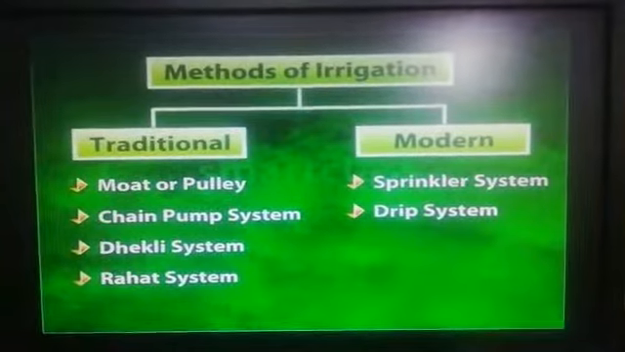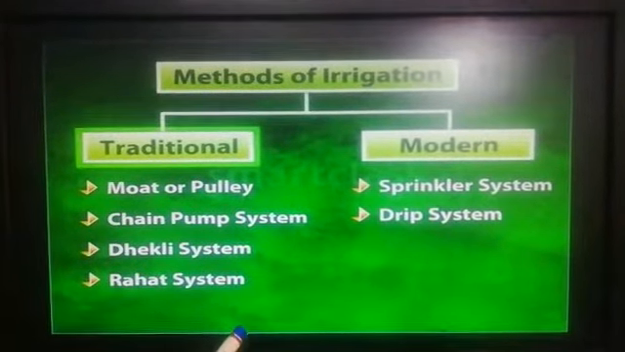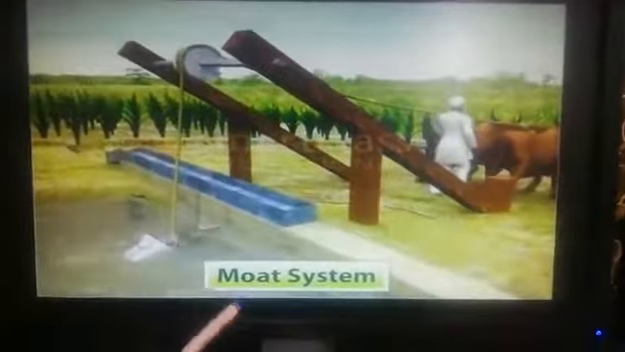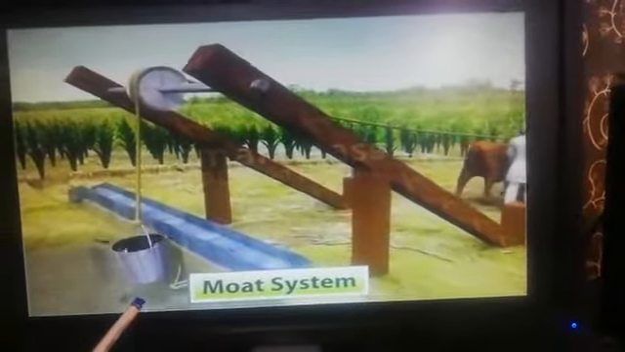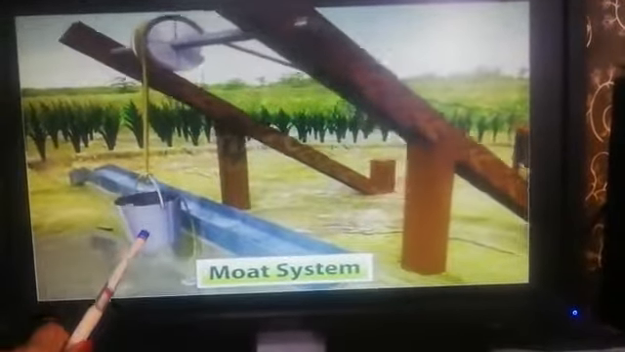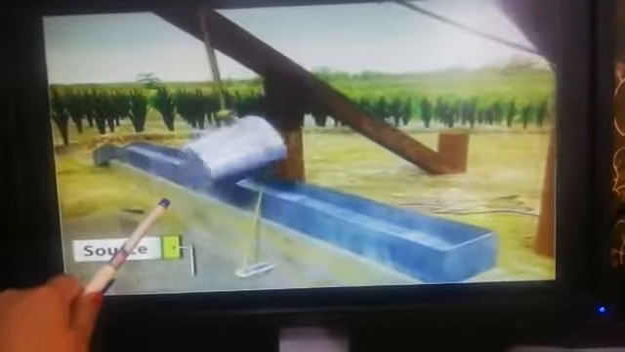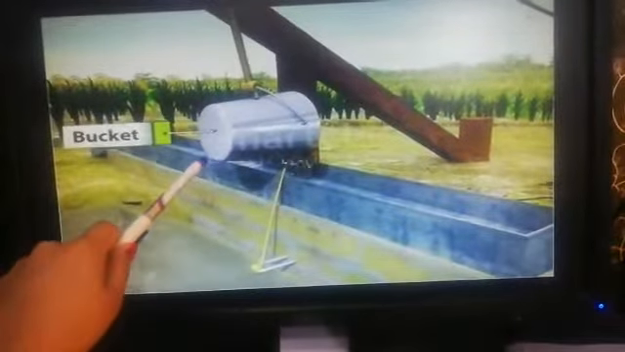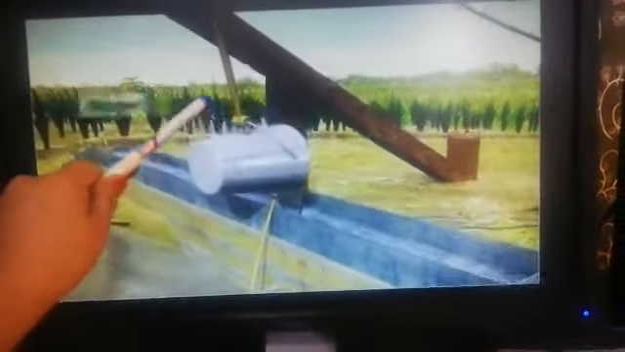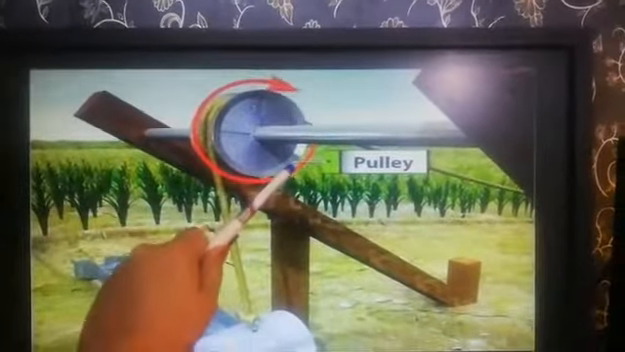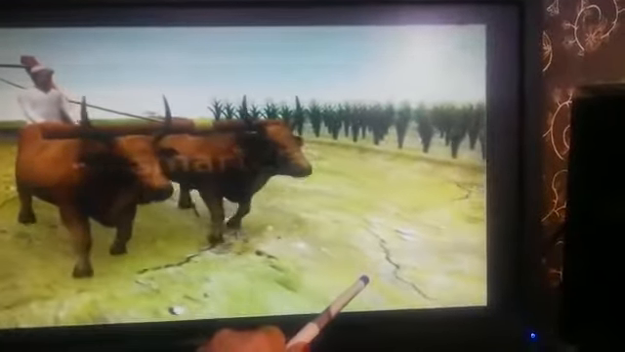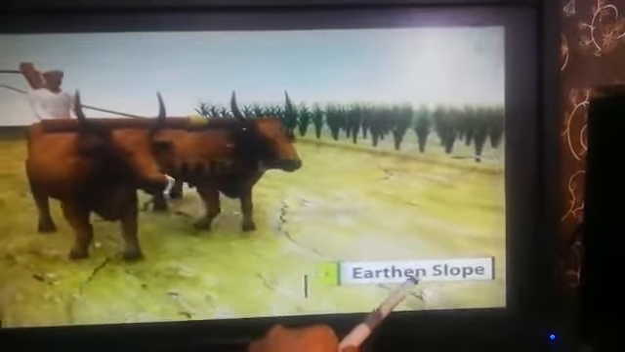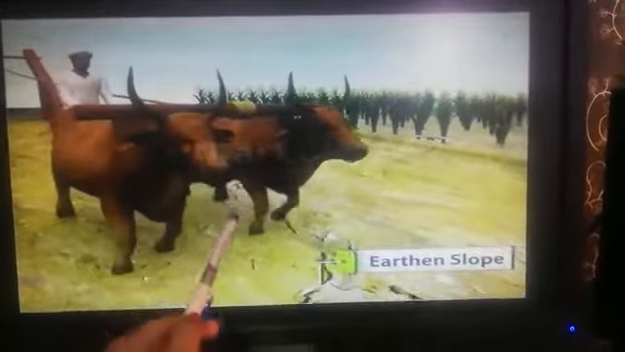In the next slide, you can see that in Pakistan we have the traditional method, the moat system. We have four types of sources here. The first one, you can see here, is the bucket. We are using the bucket as a source. The second one is rope, the third one is pulley, and the fourth one is earthen slope.